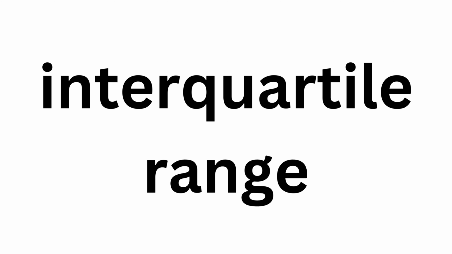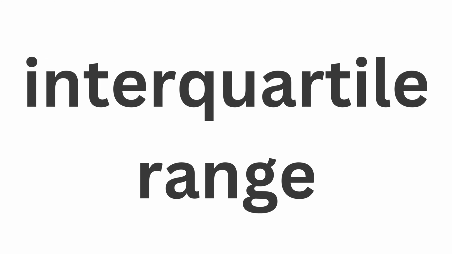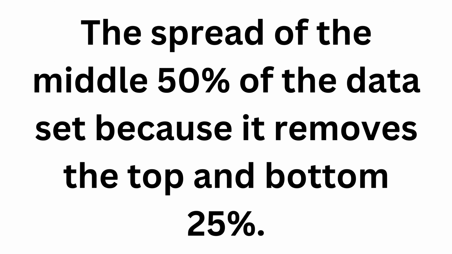The next statistical technique we will cover is the interquartile range. The interquartile range shows the spread of a data set but is more accurate than using the range because it removes extremes. The interquartile range shows the spread of the middle 50% of the data set because it removes the top and bottom 25%.